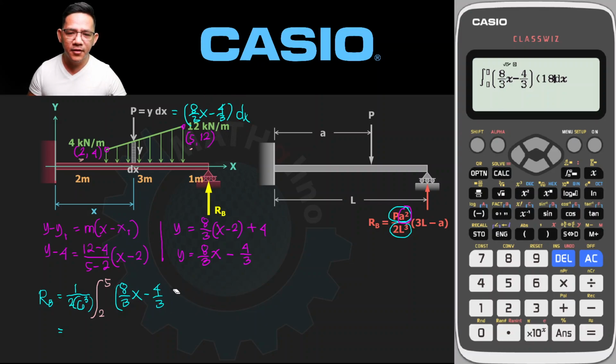Erase. We have this P. Change the color. P dx of a squared. We have this x squared, 3L, 3 times 6, that is 18 minus x. That is our quantity to integrate. 3 times 6. Okay, that is 3L minus x.